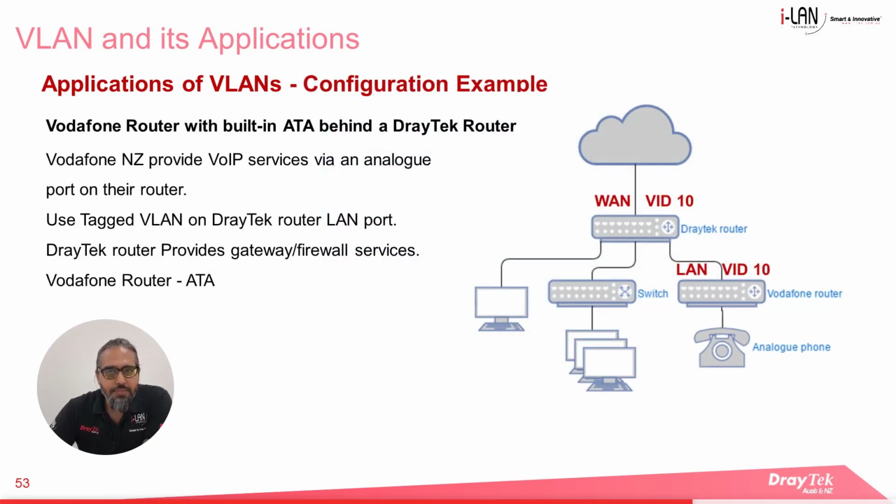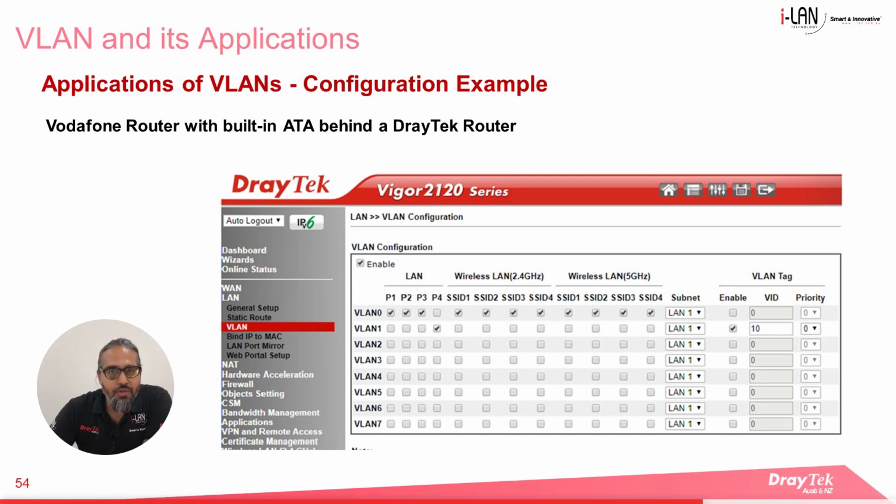The example shown here is for New Zealand, where we need to place a Vodafone router with a built-in ATA for VoIP services behind the DRATEC router. Here the WAN connection uses tagged VLAN, and the attached VoIP router also requires a tagged VLAN connection coming from the DRATEC router's LAN port. Now this screenshot shows the settings we've used. We've basically configured VLAN 1 on LAN port 4 as a tagged VLAN port with a VLAN ID of 10. All other ports and SSIDs are allocated to VLAN 0 with no VLAN tags.